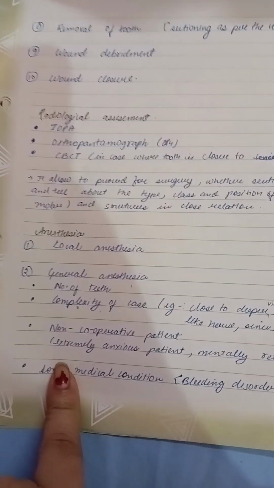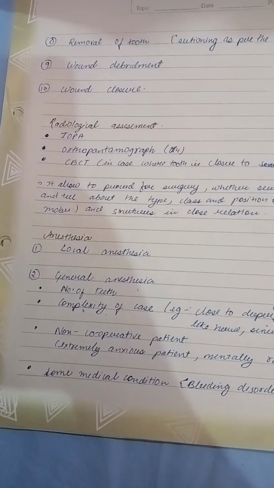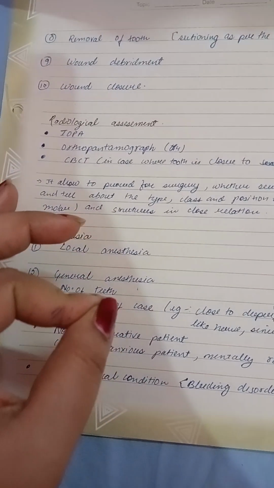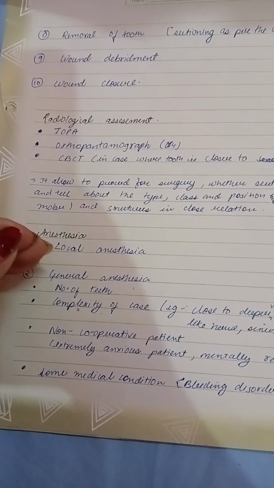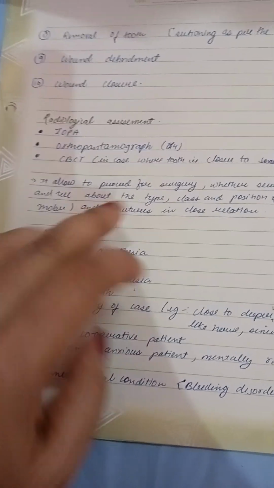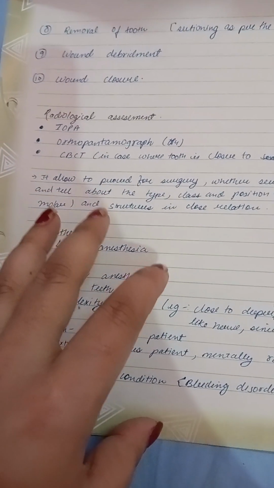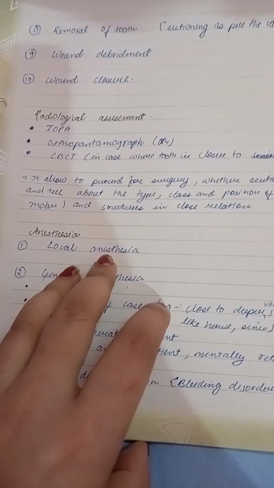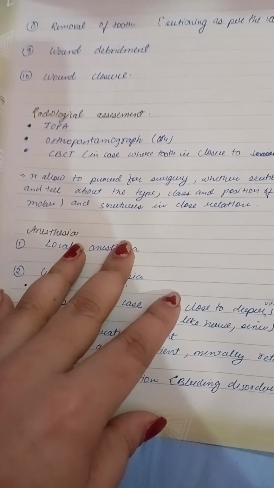We will know this when we do history taking. That is why every step in surgery, from line to line, is very important, from history taking to radiological assessment, because all this will determine what type of surgery we are going to do and what type of anesthesia we are going to give.